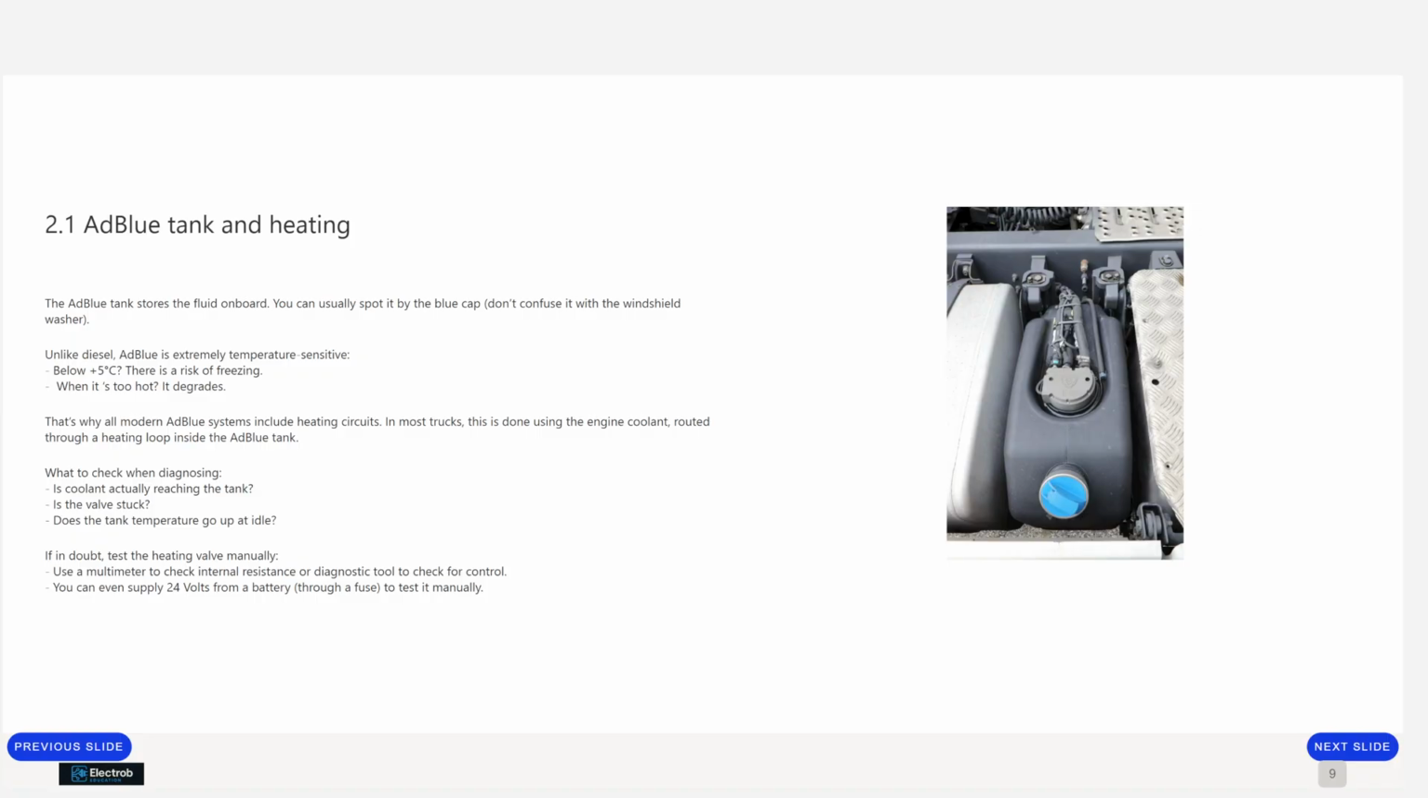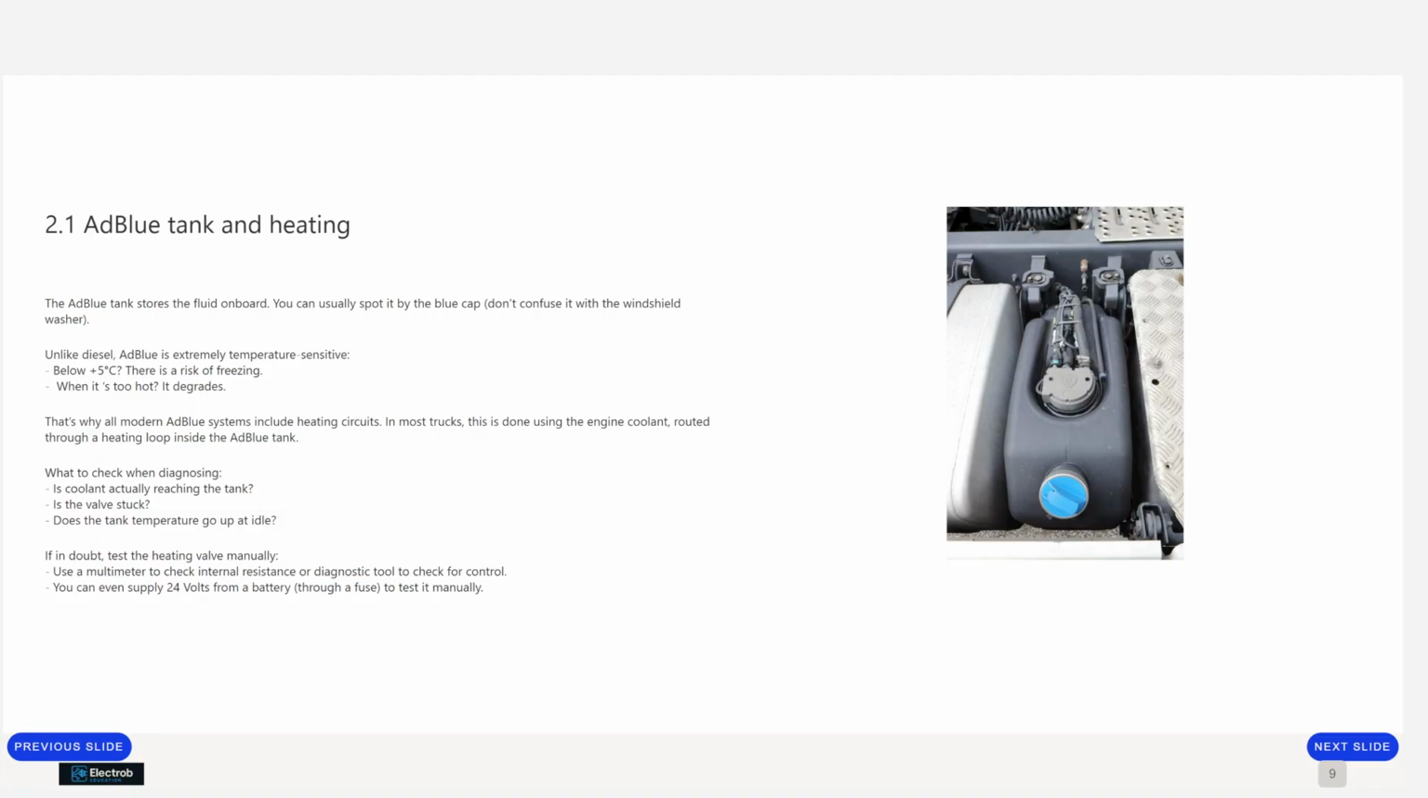The AdBlue tank stores the fluid on board. You can usually spot it by the blue cap. Don't confuse it with the windshield washer. Unlike diesel, AdBlue is extremely temperature sensitive. Below plus 5 degrees Celsius, there's a risk of freezing. When it's too hot, it degrades. That's why all modern AdBlue systems include heating circuits. In most trucks, this is done using the engine coolant, routed through a heating loop inside the AdBlue tank.